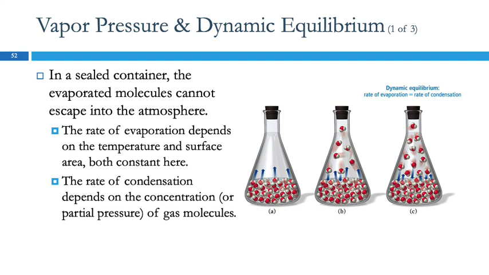So the rate of evaporation is going to depend on the surface area of the water, it's going to depend on the temperature, and it will also depend on the strength of the intermolecular forces. But here, the temperature is the same. We're not changing the temperature. The surface area is not changing. The substance is staying the same, so that's not changing either. So here we have a rate of evaporation. That rate of evaporation is going to stay the same.